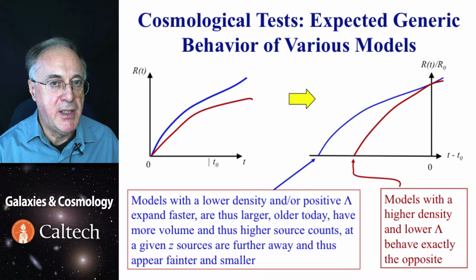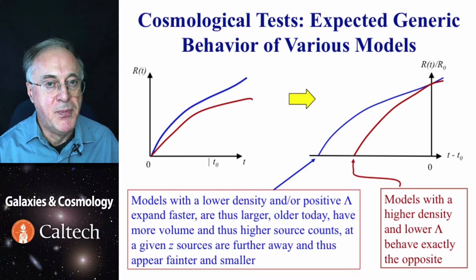So models with the high density would tend to have shorter lifetimes, therefore smaller distances. Therefore things would look brighter and bigger than they would be in models with low density. Adding a cosmological constant can boost the effect of gravity or countervail it if it's a positive cosmological constant that essentially acts as anti-gravity. And so low density and/or positive cosmological constant work in the same way. High density and/or negative cosmological constant will work the other way.